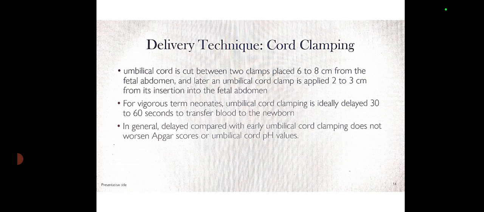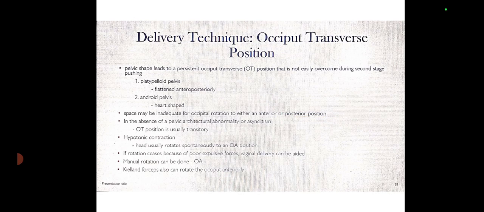Delivery technique for cord clamping. The umbilical cord is cut between two clamps placed 6 to 8 cm from the fetal abdomen, and later an umbilical cord clamp is applied 2 to 3 cm from its insertion into the fetal abdomen. For vigorous term infants, umbilical cord clamping is ideally delayed 30 to 60 seconds to transfer blood to the newborn. In general, delayed compared with early umbilical cord clamping does not worsen the Apgar score or the umbilical cord pH values.